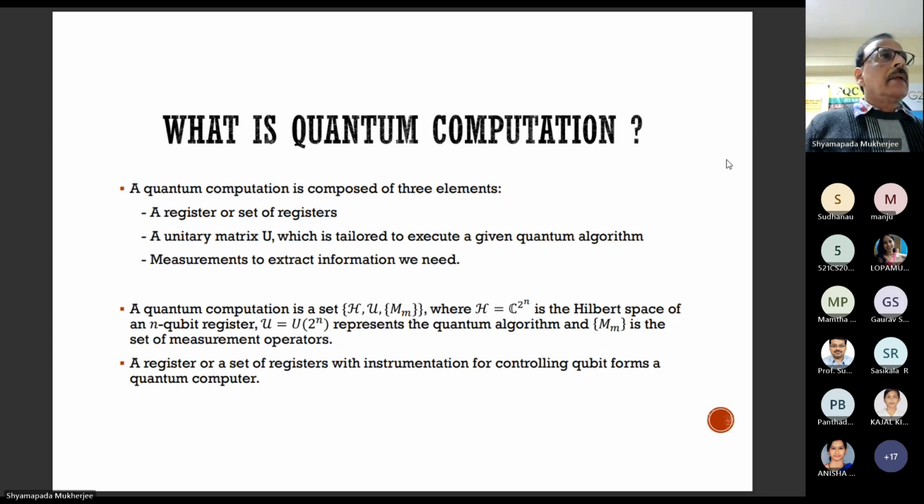information we need. So actually out of these three elements of a quantum computer, the first one is a register or a set of registers. And I know what is a register. A collection of wires and gates, along with instrumentation for controlling qubits, forms a quantum computer. So that part is your hardware. A register or a set of registers along with some instrumentation which controls the qubits, together they form the quantum computer hardware. And the second one, a unitary matrix U and measurement, these are associated with the software of the quantum computer.